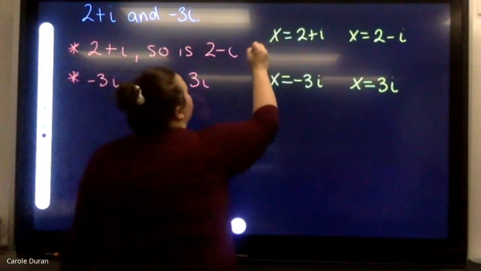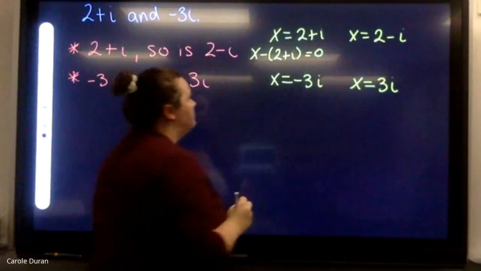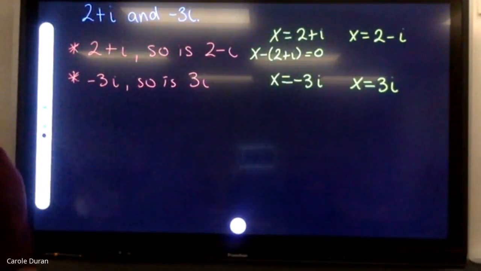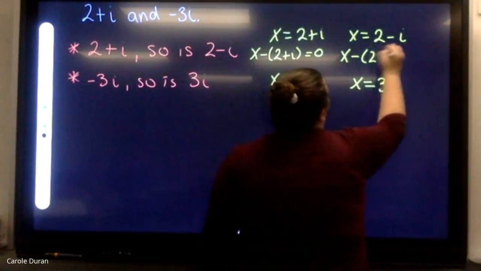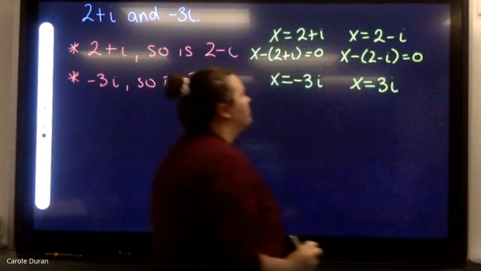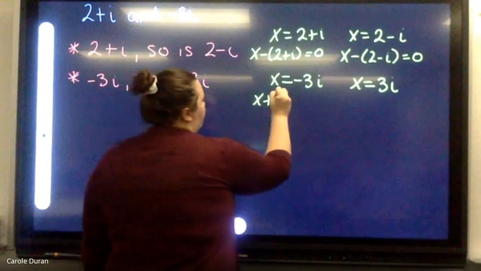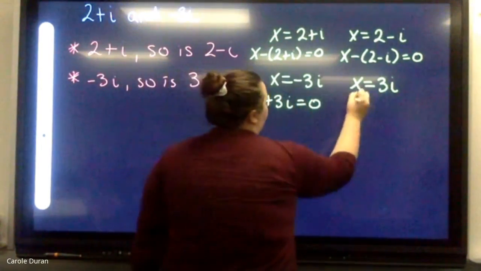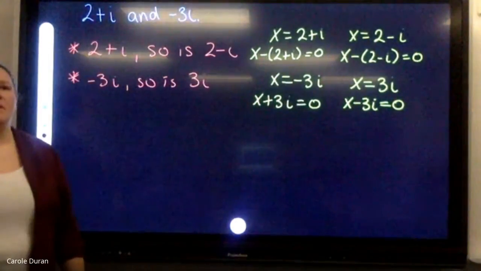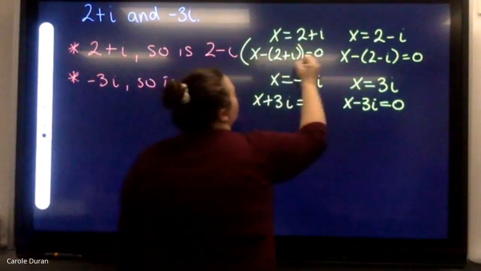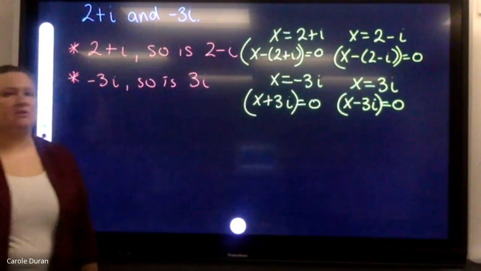So this is the same as x minus 2 plus i equals 0. And then we can distribute the negative into that. Same thing over here. I'm going to have x minus 2 minus i equals 0. Same thing here. I add the 3i over. And on this one, I subtract the 3i over. I now have 4 factors that I will use to build my degree 4 polynomial.